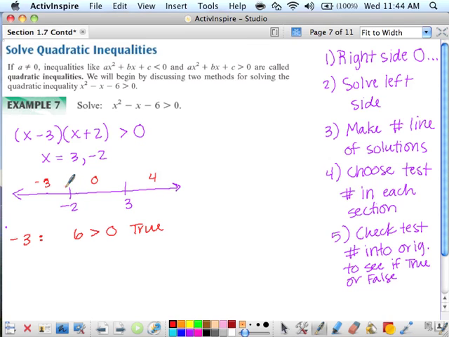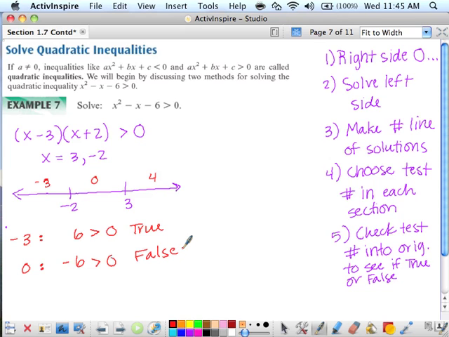Let's test 0. If I put 0 into the original, 0 squared minus 0 minus 6 is negative 6. So the left side is negative 6 when I substitute 0 in. Negative 6, however, is not greater than 0. So that section of my number line produces a false response when I substitute those numbers in.